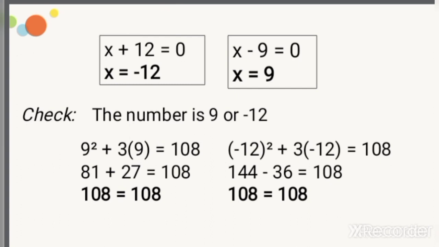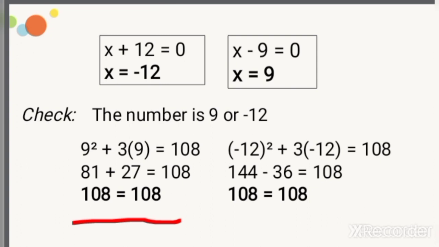First is the value of x, which is 9. We have 9 squared plus 3 times 9 equals 108. 9 squared equals 81, plus 3 times 9, we have 27. So 81 plus 27 equals 108. So this value is correct.